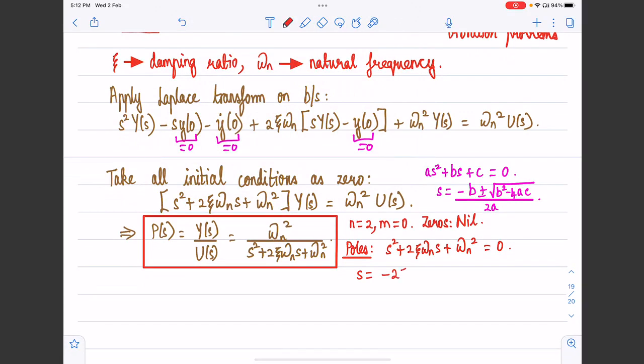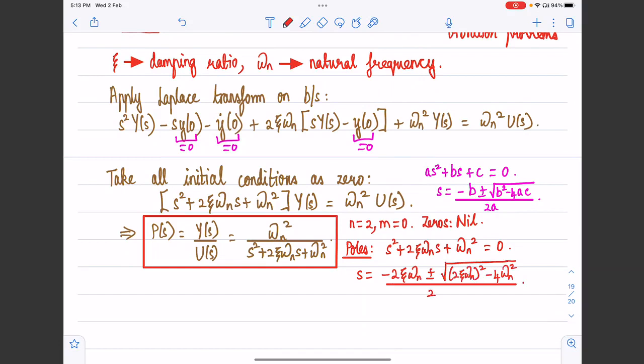So I will have minus 2 zeta omega n, which is minus b, plus or minus square root of b squared, which is 2 zeta omega n squared, minus 4ac, which gives minus 4 omega n squared. And this whole thing divided by 2.